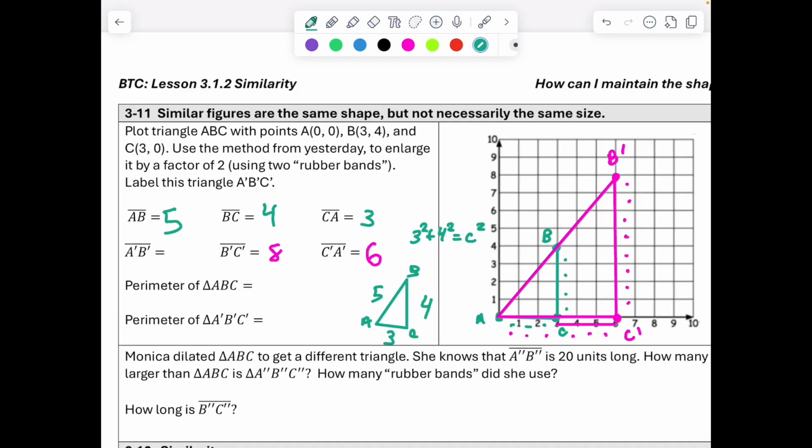And then AB prime, when we do the same thing, this is now going to be 6, 8, and C. And that's going to get us 36 plus 64 equals C squared. Okay, and that's going to end up getting us 10 for A prime, B prime. Okay, now they want the perimeter of ABC, so we'll just add up 5, 4, and 3. So that's going to be 12. And then they want the perimeter of A prime, B prime, C prime. So that is going to be 24. Okay.